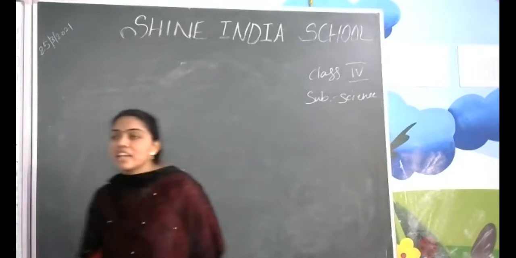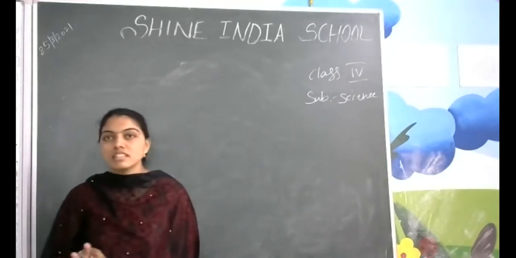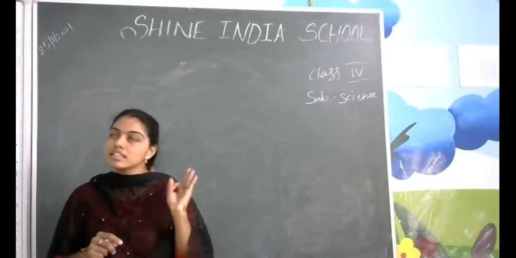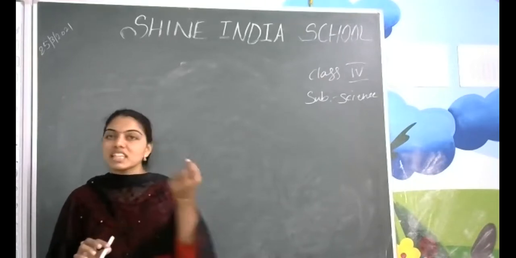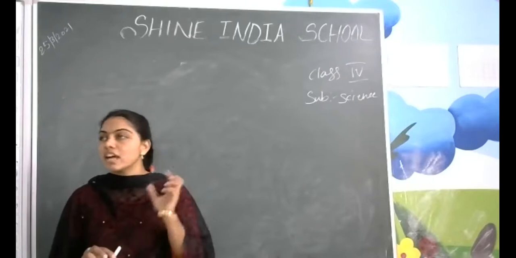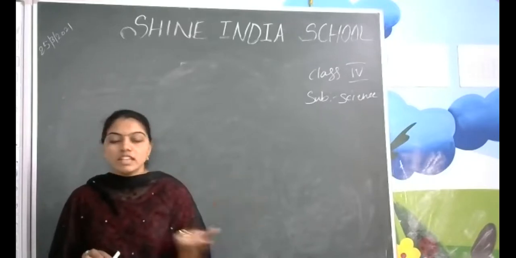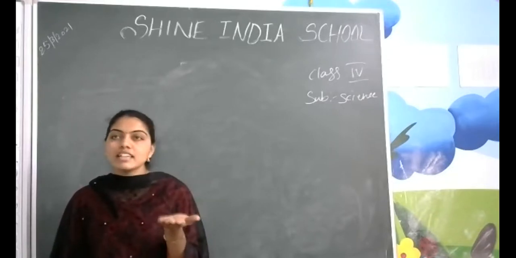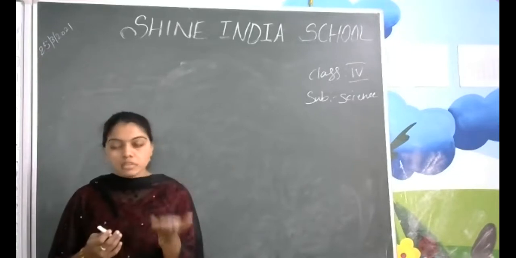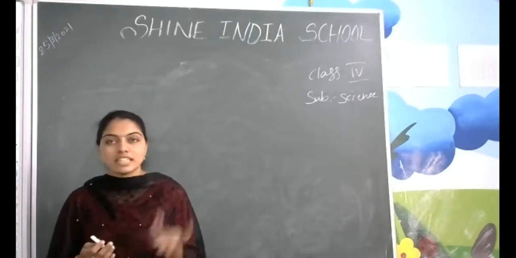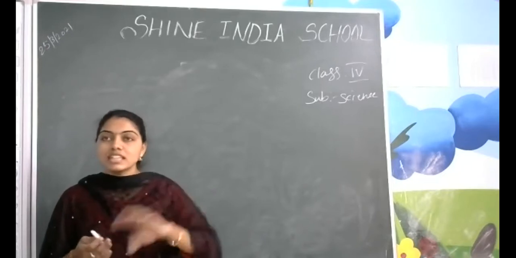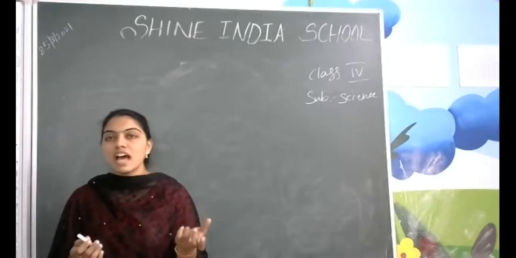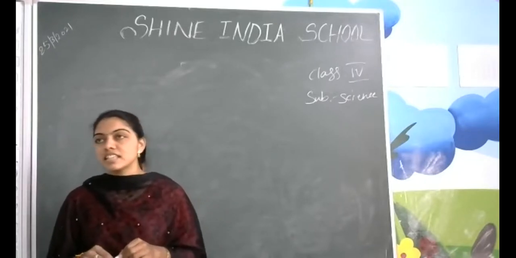Yes, sir. In the last class, we discussed three methods to purify water. First one is filtration, second is sedimentation, third is decantation. By using filter paper to filter the water, that method is called filtration. If you take dirty water and keep it in a bowl, the dust or germs will settle down to the bottom of the beaker. That process is called sedimentation. Third, if you transfer that water to another bowl or beaker, it is called decantation. These are the three methods we have discussed.